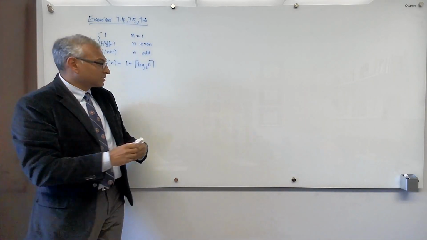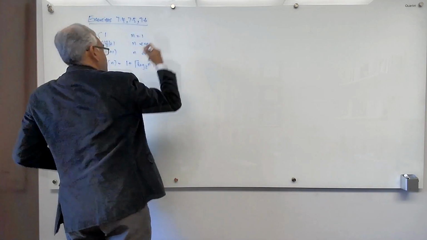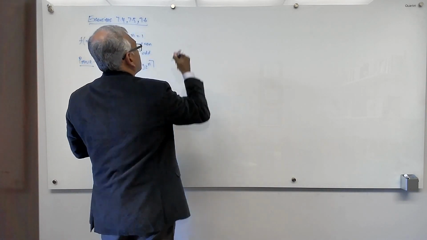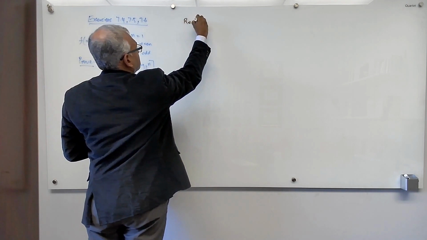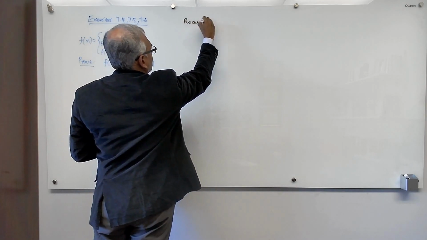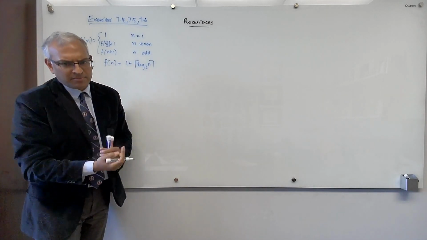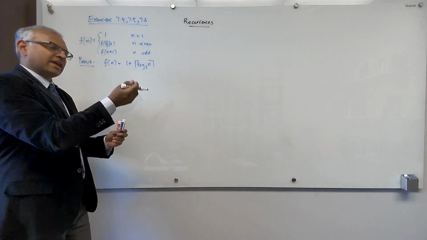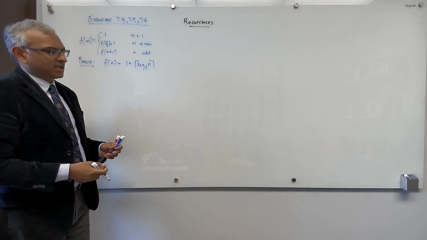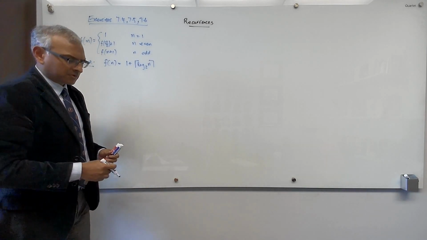Okay, let's talk about recurrences. A recurrence is just a recursive function that's defined on the natural numbers. We could say f of n, but we will typically say f sub n. And I'll give you an example.